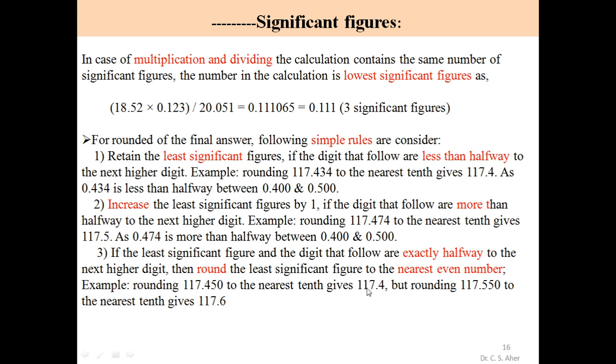Got it? We round to 400, and it lies between 400 and 500. So what is the even number? 4 is even, 5 is odd. So we round to the even number, that is 0.4. In the second example, this 0.550 is a halfway between 0.500 and 0.600. What is the even number? 6 is the even number, and thus it is rounded to 0.6. So the final answer is 117.6.